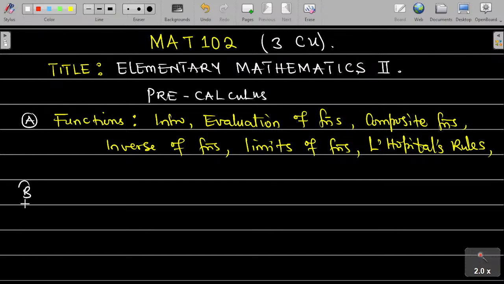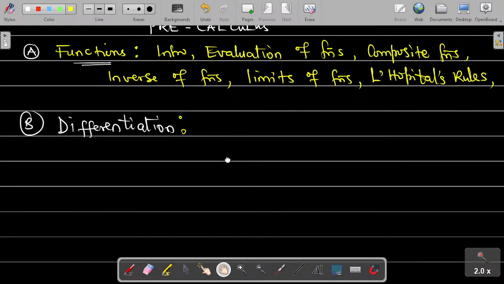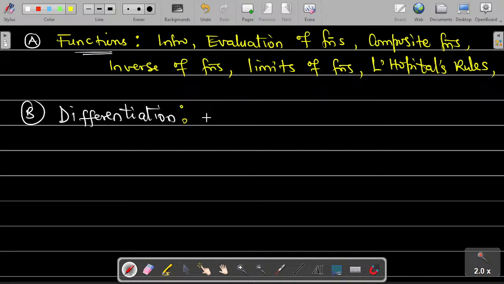Remember I said there are four major parts or areas under this particular course. So the first is functions. Now the second is differentiation, what you may call differential calculus. Under differentiation we are going to be seeing different topics as well, which will include differentiation by first principle. So you see first principle.